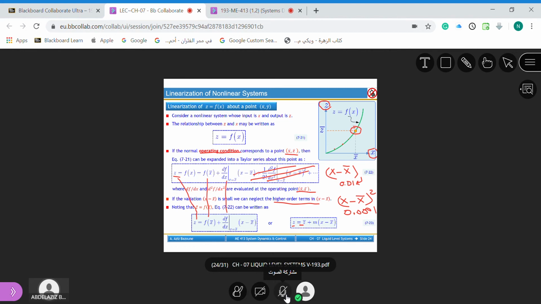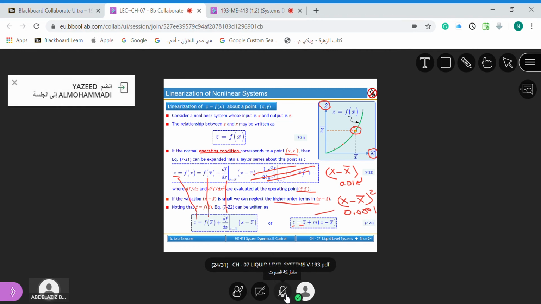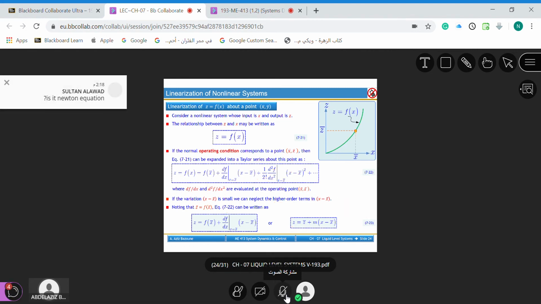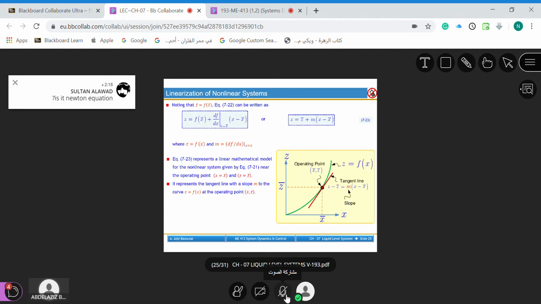If you look at this equation, it is an equation of a straight line. It is not only a straight line, but it is the slope at this value. If you draw the slope here, you will find that this is the slope, the equation of a slope at this point. So linearizing, no, it's not the Newton equation.